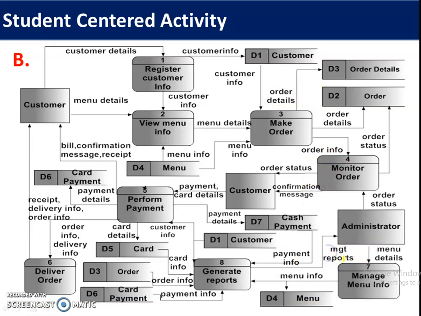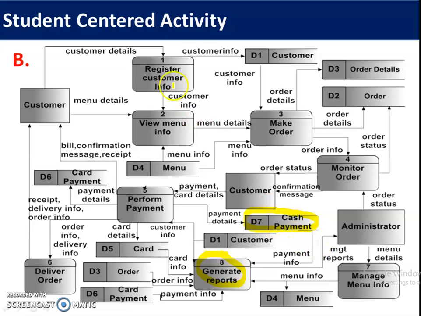Just a correction: this diagram involves 8 processes and it has also 7 data stores in all. So this is a concrete example of level 1 or diagram 0 DFD.